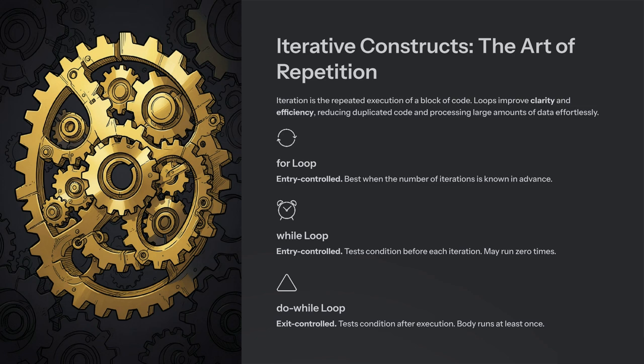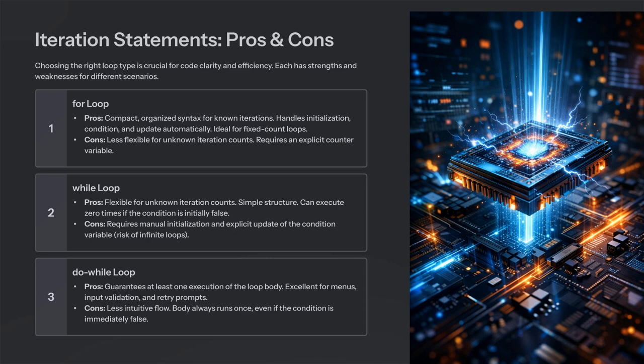Iterative constructs, or loops, are essential for repeating tasks efficiently. The for loop is best for fixed counts, the while loop for unknown counts, and the do-while loop ensures that code runs at least once before the condition is checked. Selecting the right loop is crucial.